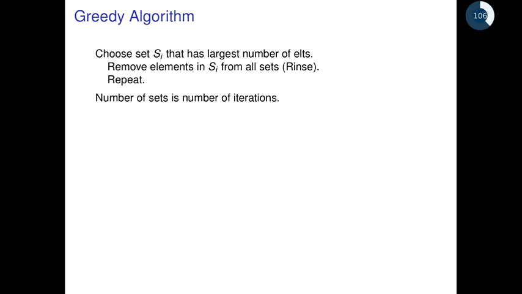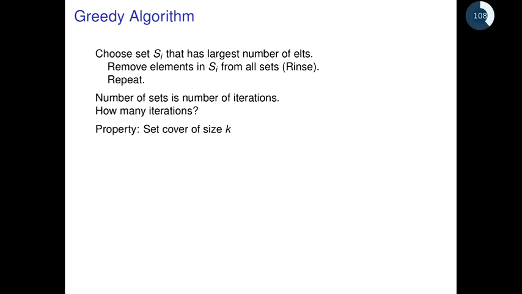The number of sets is the number of iterations. So how many iterations? The analysis of this argument is how many sets we use. It's the number of iterations, since each iteration we pick one set. Are there questions? I'm going a little fast.